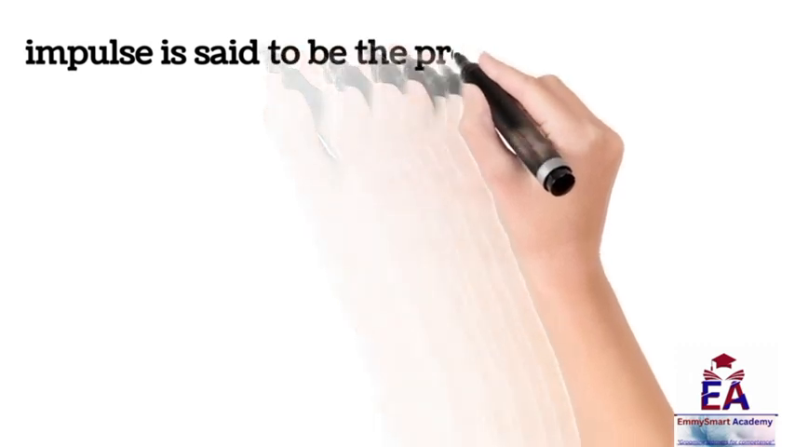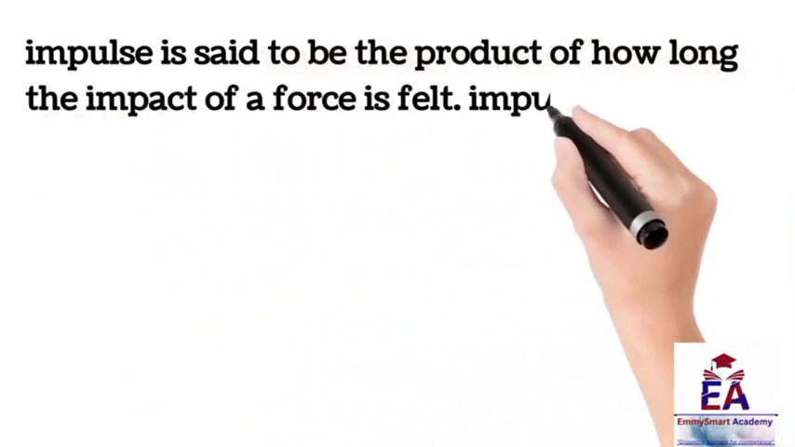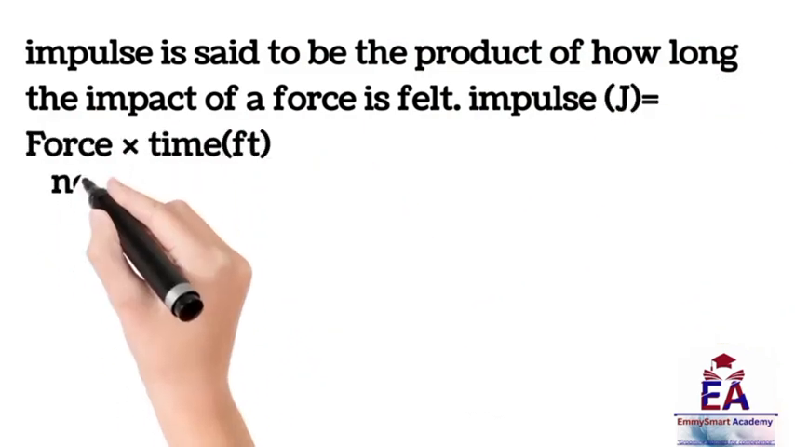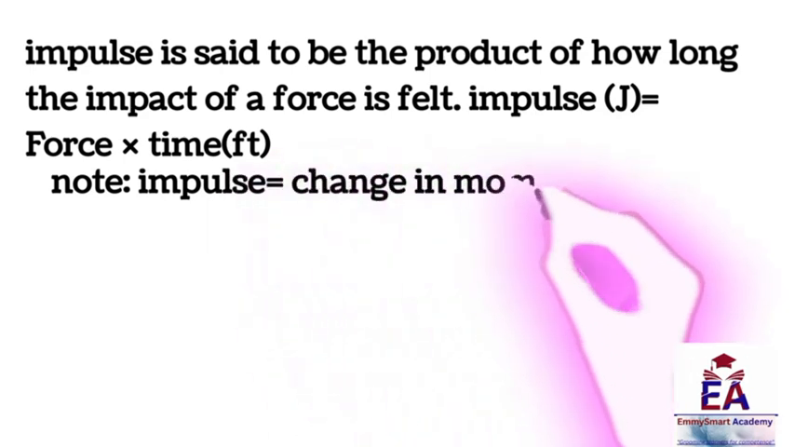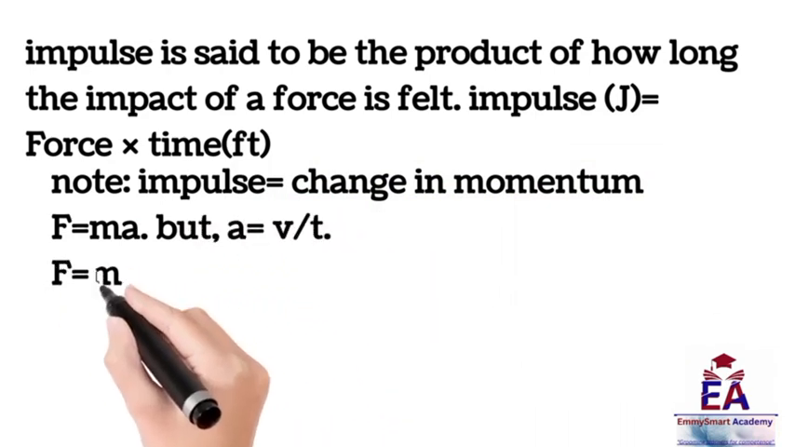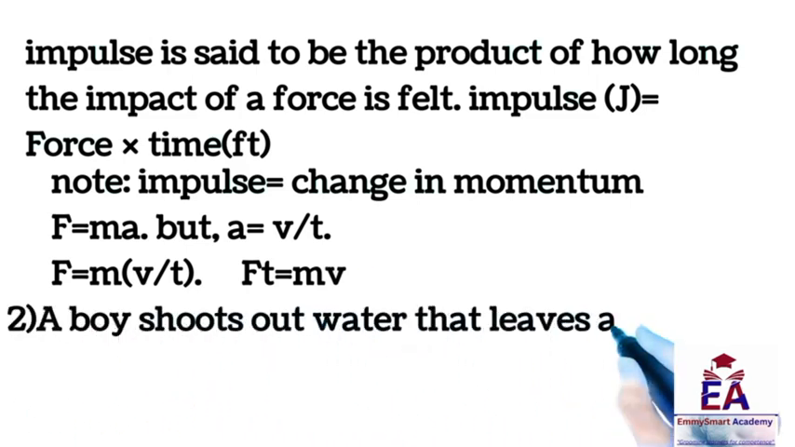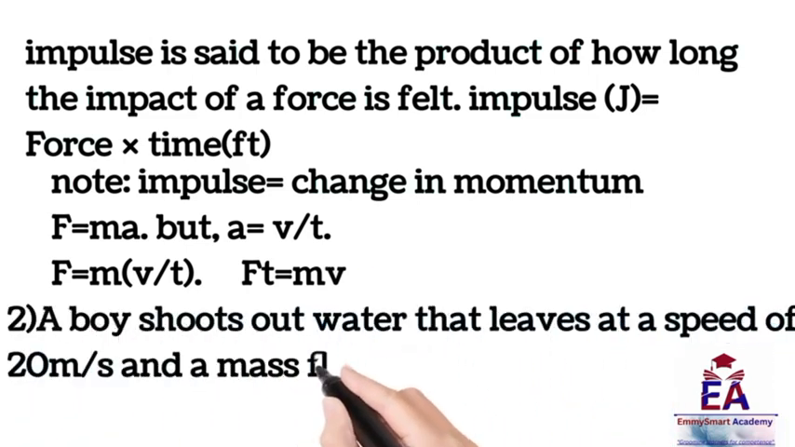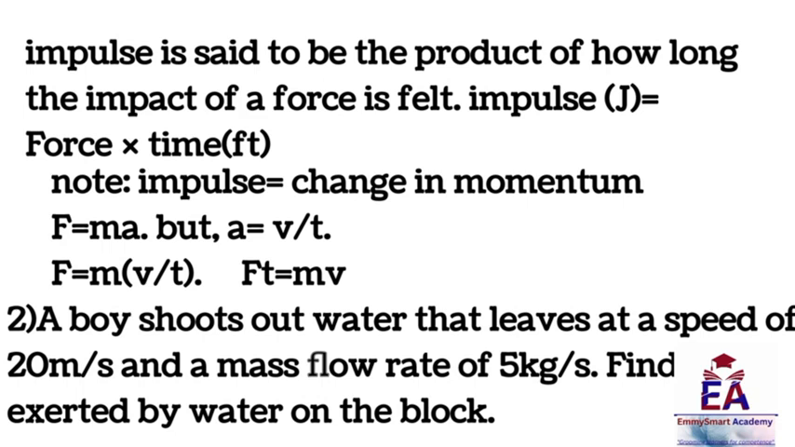Impulse is said to be the product of how long the impact of a force is felt. So impulse is J, which is force times time. Impulse is equal to change in momentum. Force is equal to mass times acceleration, but acceleration is velocity over time. So if I put it there, I have Ft equal to mv, which shows that impulse is equal to momentum.